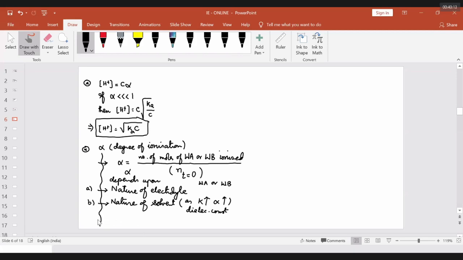Right. Next. No, sir, I am not changing the nature of the electrolyte. I am not changing the solvent, but I am changing the temperature. Okay, no problem. Temperature. What happens here? As you increase the temperature, thermal agitation increases. They will have fast movement. And as thermal agitation increases, ionization also increases. As temperature increases, the degree of dissociation also increases. Right? Next.